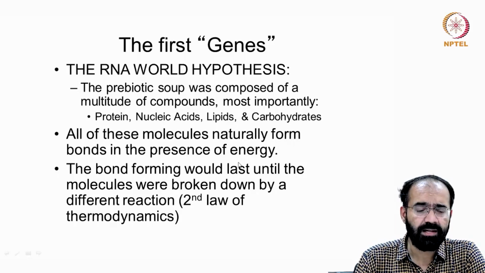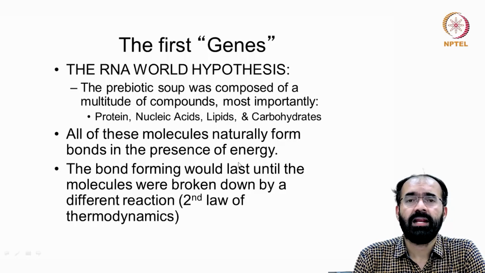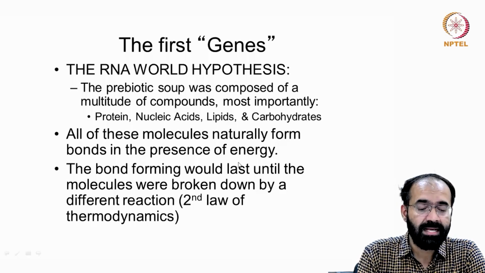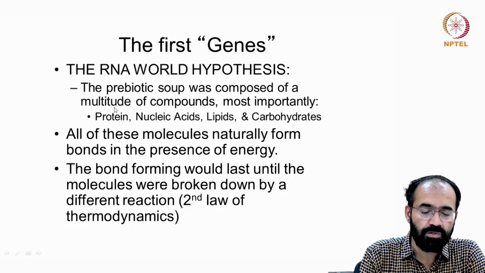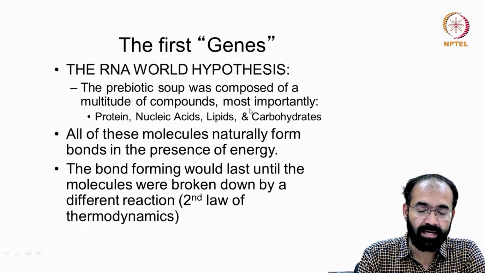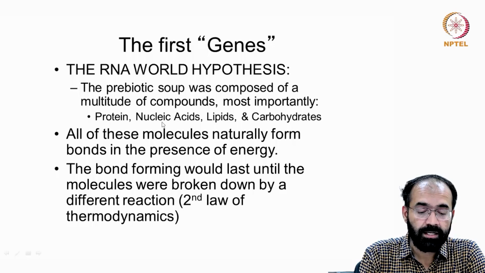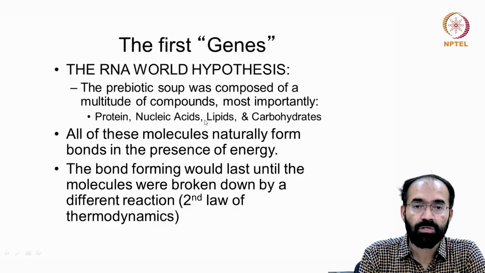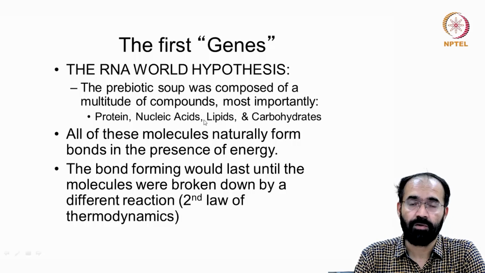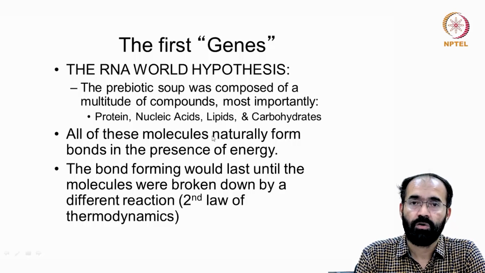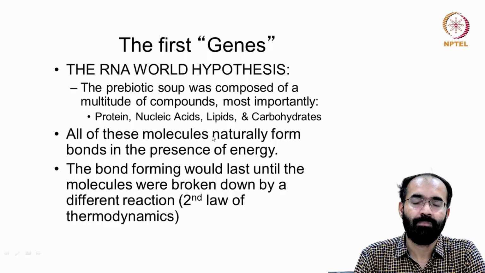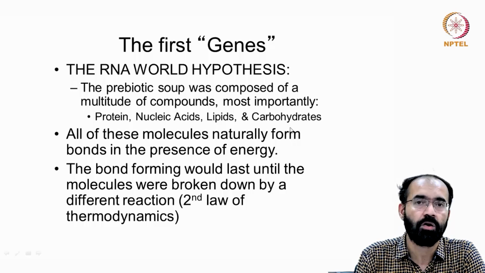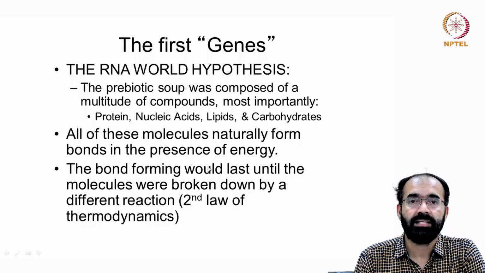So the first genes, if you think about where the information came from, we got it from the RNA world hypothesis. The prebiotic soup was composed of multiple components, not just RNA, and this included proteins, nucleic acids, lipids and carbohydrates. All were there, but none of these molecules was able to sustain itself. Although they were present, their collaboration, or their congregation, enhanced their ability to survive. Although protein is stable, nucleic acid is stable, lipid is stable, carbohydrate is stable, stable is a relative term.